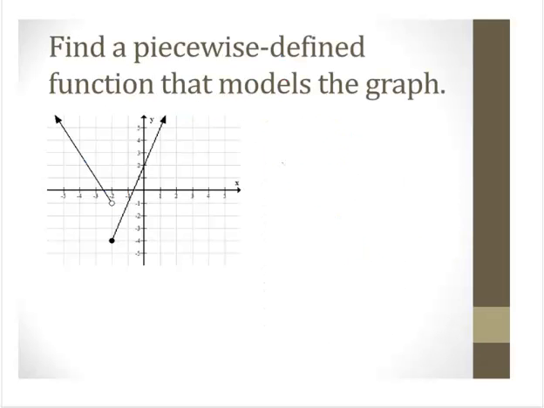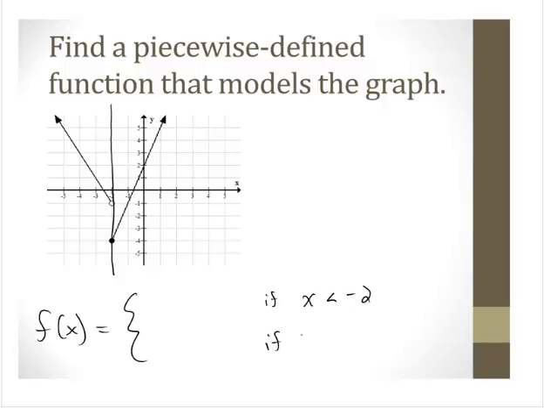All right, let's go in the other direction. We need to find a piecewise defined function that models this graph. All right, so first thing I notice is that things change right here at x equals -2. Okay, so that's important. So when I define my function, it's going to have two pieces. Now let's see, we have an open point and a closed point, so it's going to be something if x is less than -2. It's going to be something else if x is greater than or equal to -2.